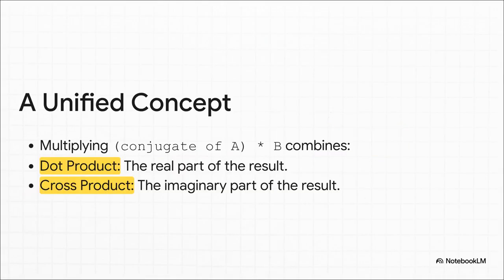And it gets even cooler, believe it or not. This whole system elegantly combines two super important ideas from physics. Get this. When you multiply the conjugate of one number, let's call it A, by another number B, the result is amazing. The real part of the answer is the dot product. That tells you how aligned the two vectors are. And the imaginary part of the answer, that's the cross product, which gives you a whole new vector pointing perpendicular to the first two. I mean, two fundamental concepts, all wrapped up in one single beautiful operation. It's no wonder this stuff is absolutely essential for things like signal processing, physics, and engineering.